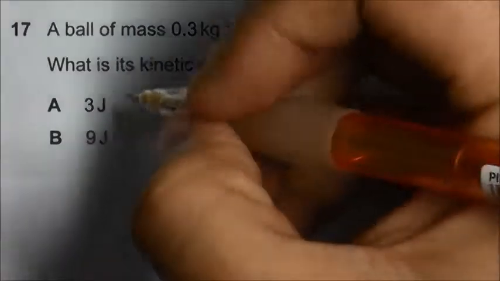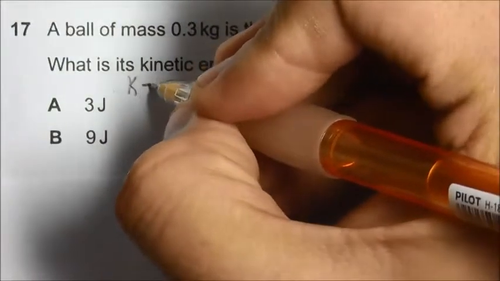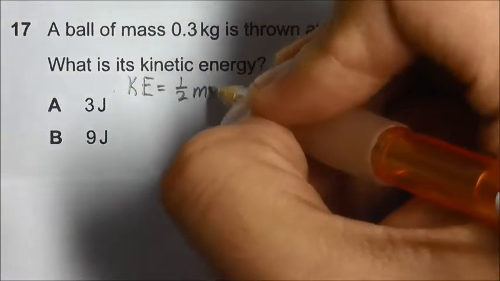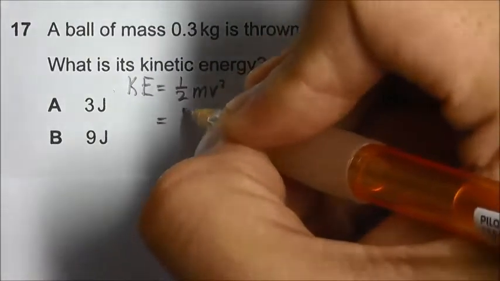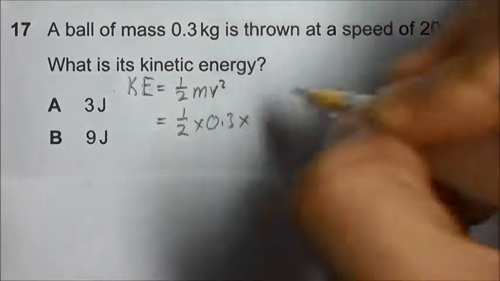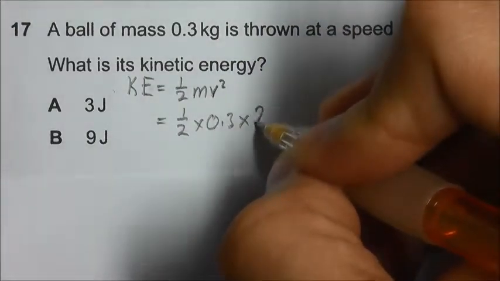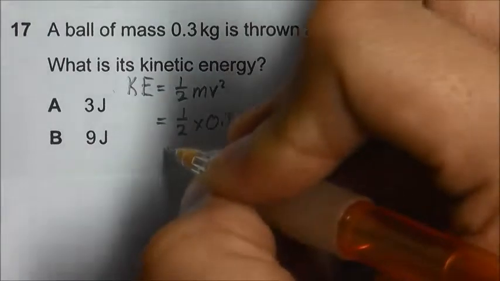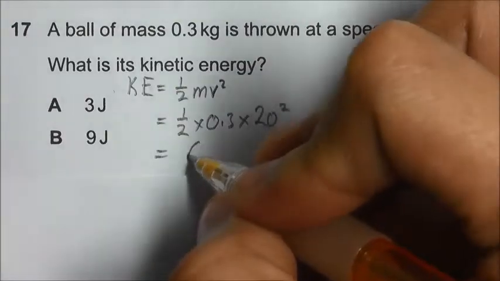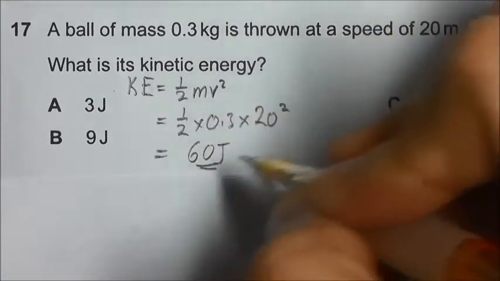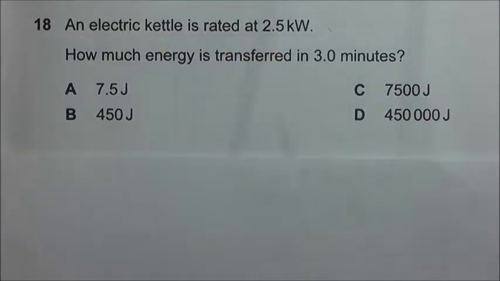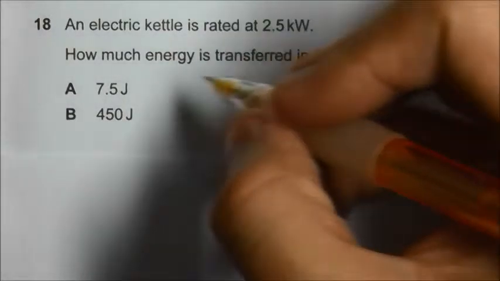To find the kinetic energy, we use the formula KE is equal to half mv squared. So it's equal to half multiplied by the mass, which is 0.3 kg, multiplied by the speed, 20 squared. If you were to calculate, this will give you 60 joules of energy. Answer D.